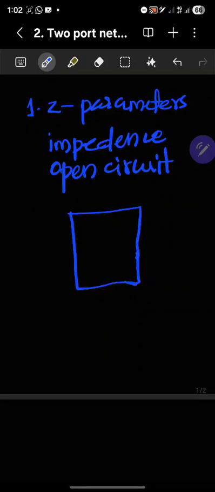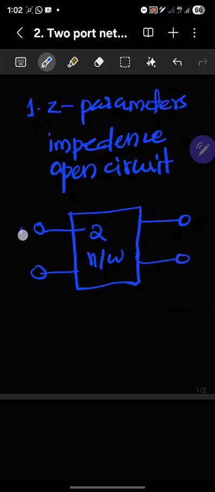Before going to Z parameters, we know that a two-port network can be represented like this: a two-port network with two terminals at input and two terminals at output. The input terminals we are marking as 1 and 1 dash, and the output terminals as 2 and 2 dash. In order to determine these Z parameters, we have to define the basic parameters of this network. At the input we have input current and input voltage, the voltage across the input terminals being the input voltage. Similarly, we have output voltage and output current.